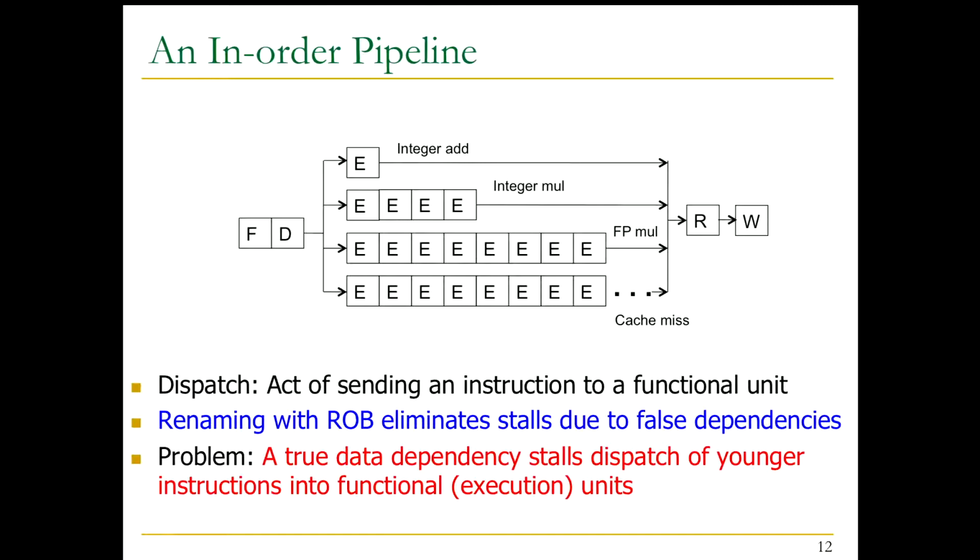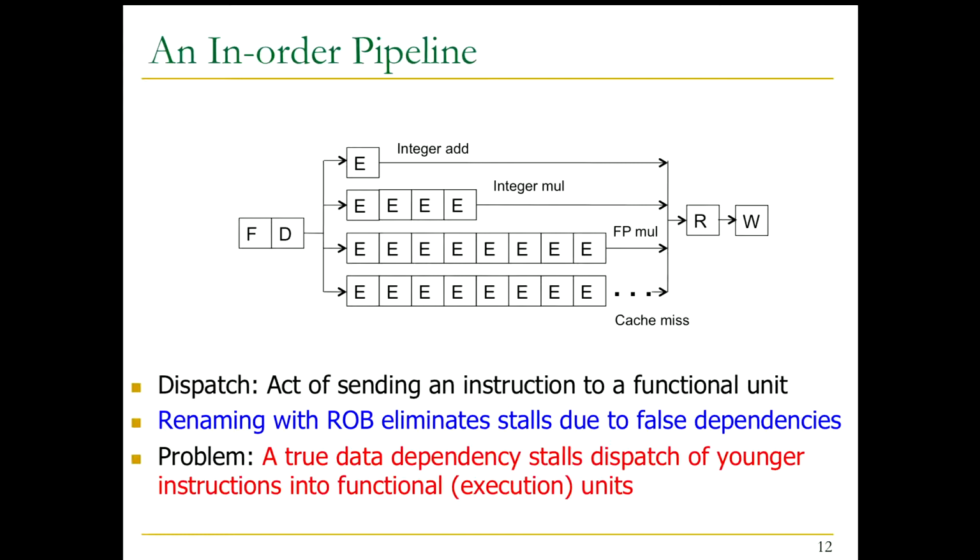And we've seen that renaming with a reorder buffer eliminates stalls due to false dependencies. But we always want higher performance. The problem in this pipeline, if you always ask, I want to do better, I want to get higher performance, which is always a good thing to strive for, you will immediately see the problem. A true data dependency stalls the dispatch of younger instructions into functional or execution units, right?